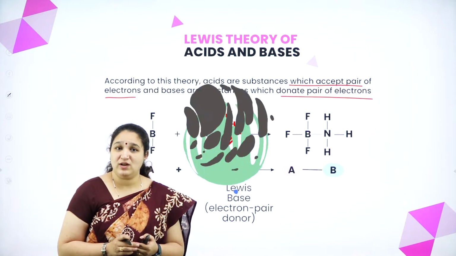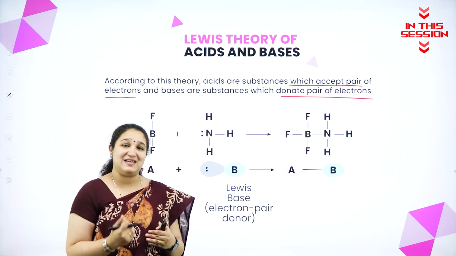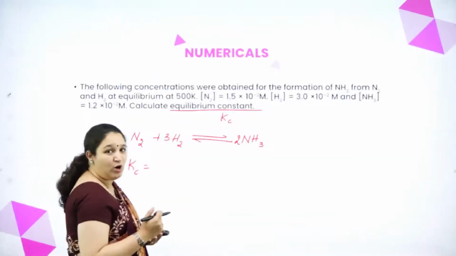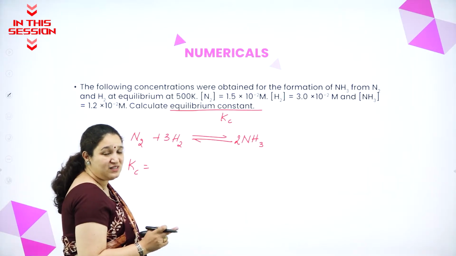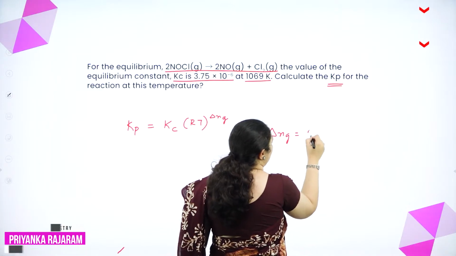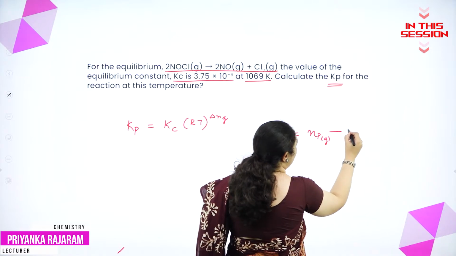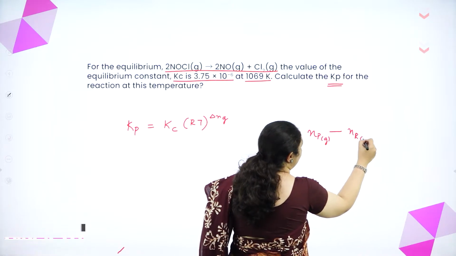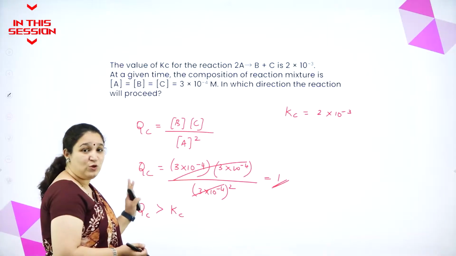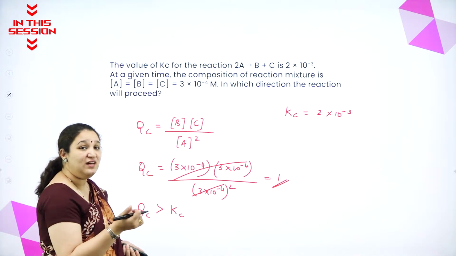According to Bronsted-Lowry theory, the one which donates H plus ion is an acid. The one which accepts H plus ion is a base. Product of the molar concentration of the reactants raised to their appropriate powers, that is the stoichiometric coefficient. Correct? Delta Ng is number of moles of products which are gases minus number of moles of reactants which are gases. If Qc is greater than Kc, then the reaction is proceeding in the reverse direction.